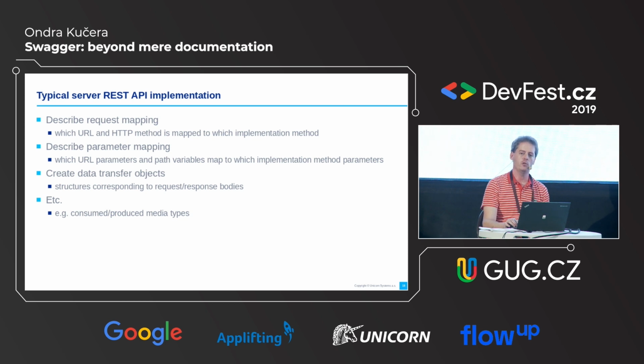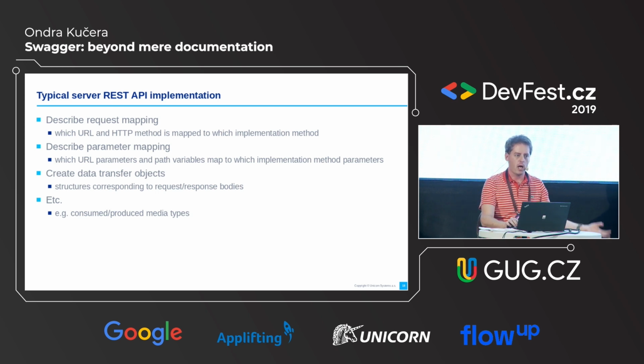what does it actually mean to implement a REST API and to consume a REST API? If you are creating the server implementation based on your language of choice, it will probably look different, but you will have to do something like this. You will have to do some kind of request mapping. You will have to describe that this URL with this HTTP method should invoke your method in your language. I will be using Java examples, so in my case, it will be a Java method.